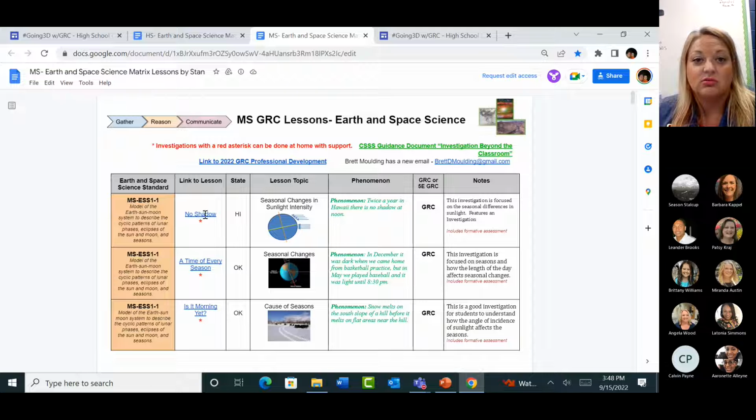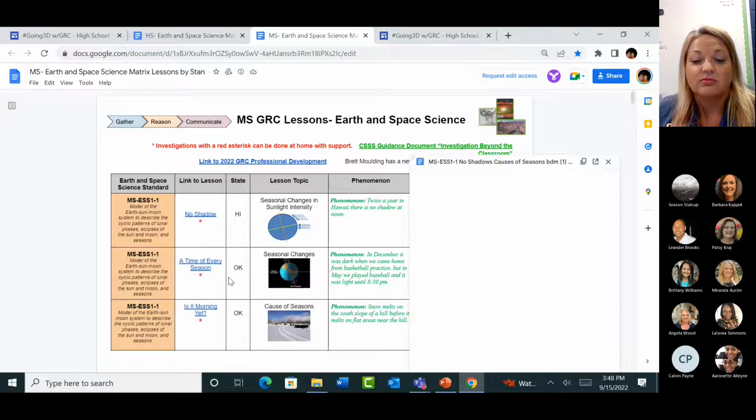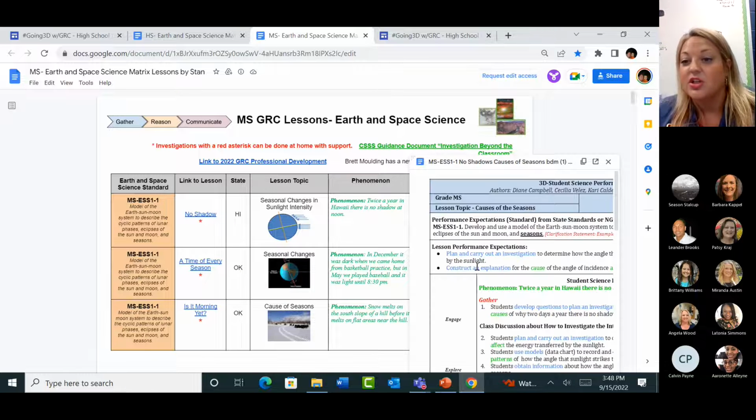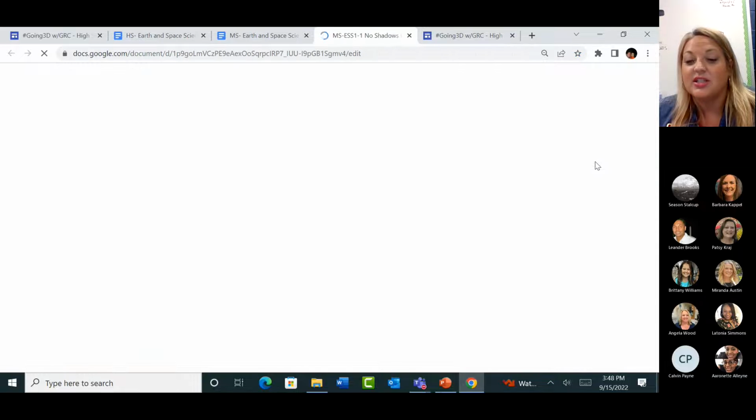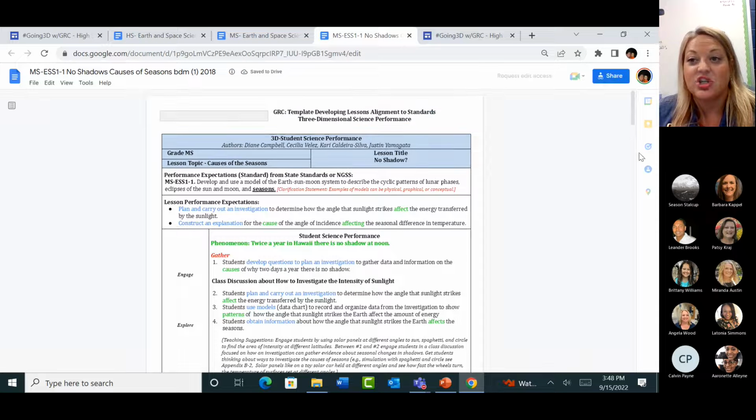Uh-oh. It can be done at home export. It's not letting me. There we go. Open preview. So it is written the exact same way. This is the GRC template.